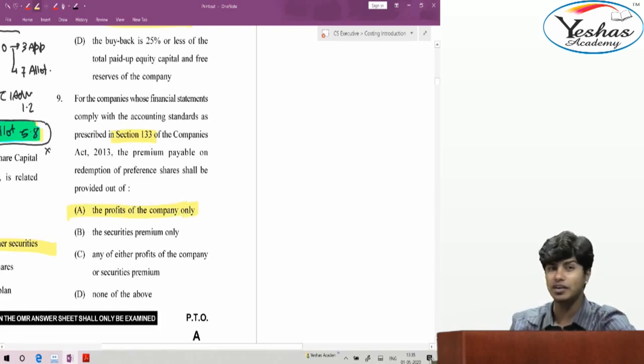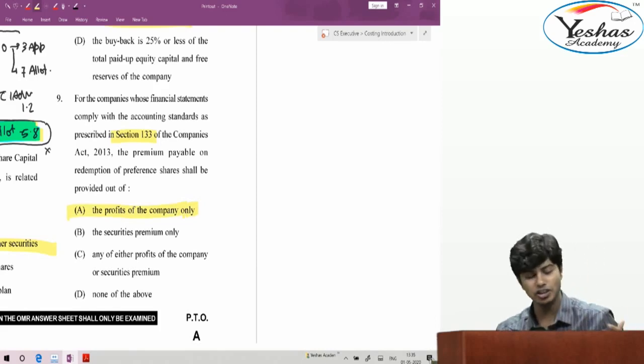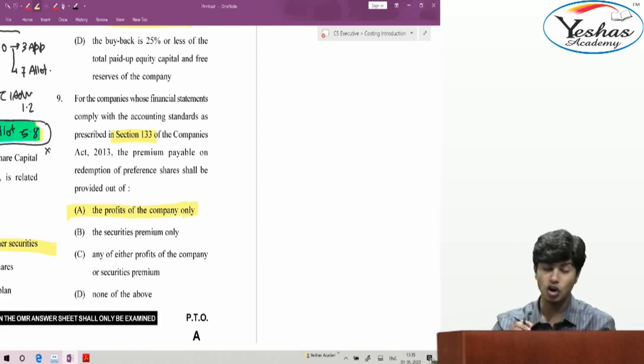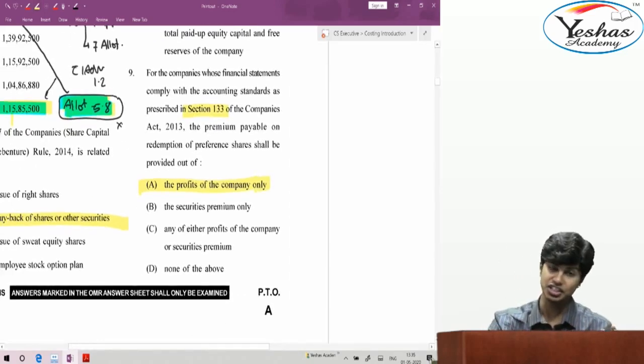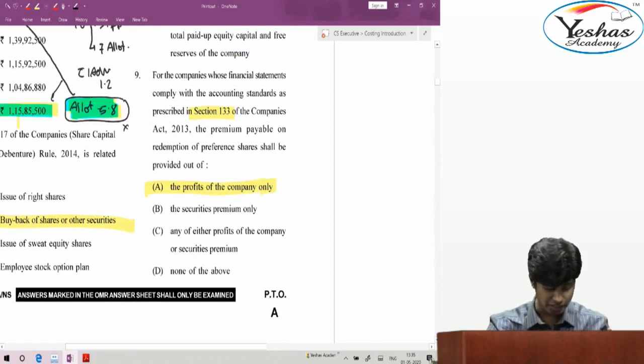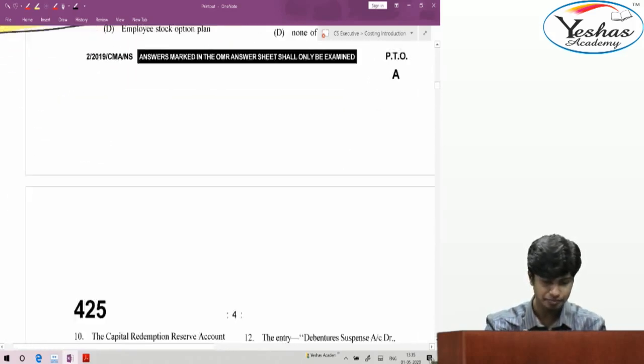What if the company is not covered under section 133? You can use security premium also. The answer would actually be C in that case, if the company is not covered under section 133. So this is again part of our share capital chapter that we discussed initially. Yeah, this is the answer to question number 9. Come on, let's now quickly go to question number 10.